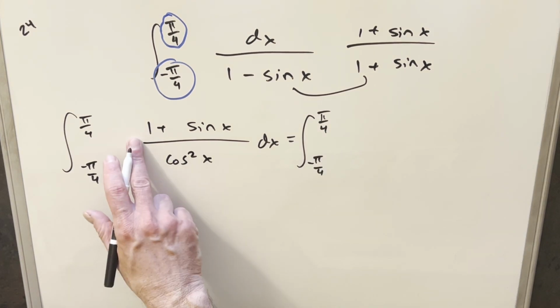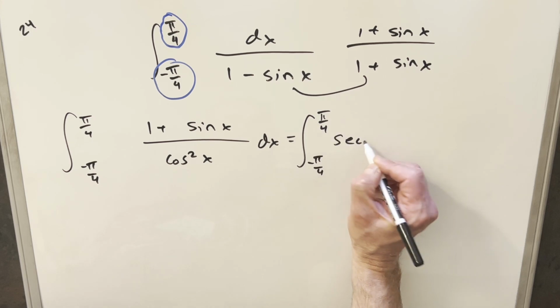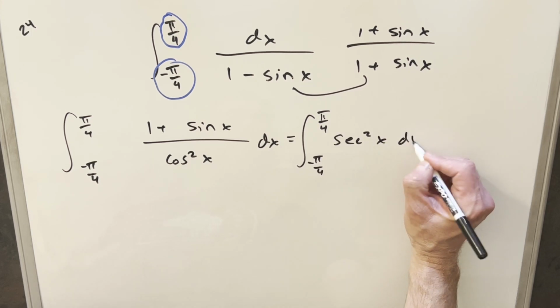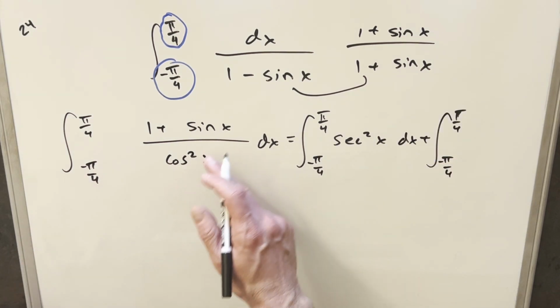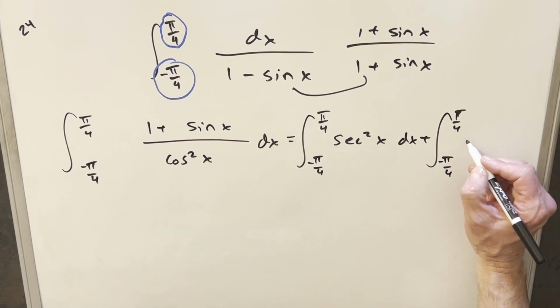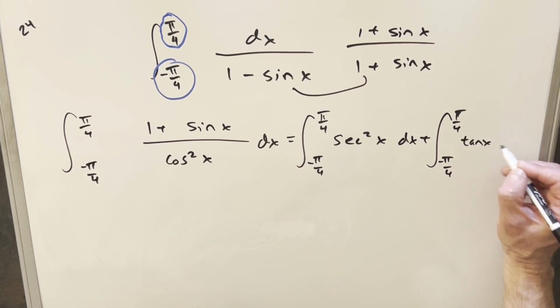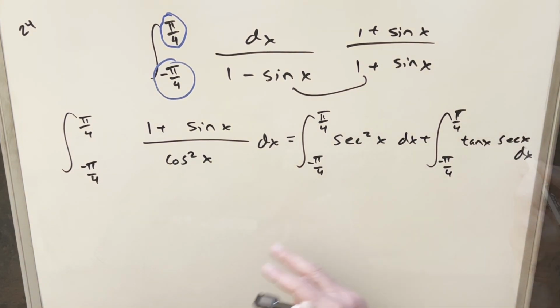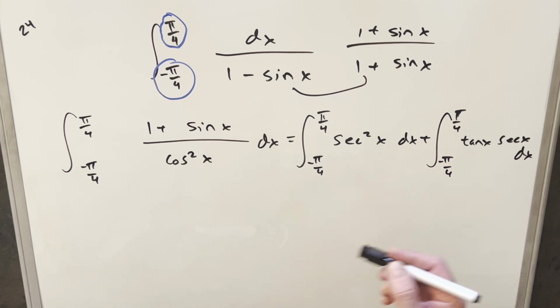When I divide cosine squared into 1, we just get for our first integral secant squared x. And then for the second term, when we divide cosine squared x into sine x, I can actually write this as tan x times secant x. And here now we have two easy integrals, but I'm actually going to do something first.